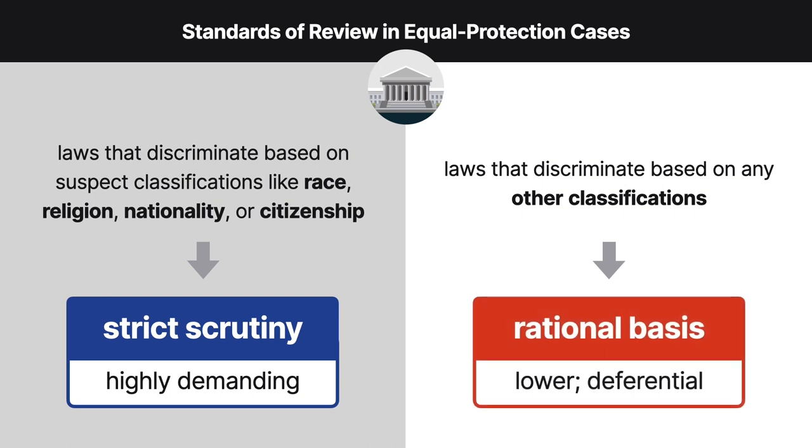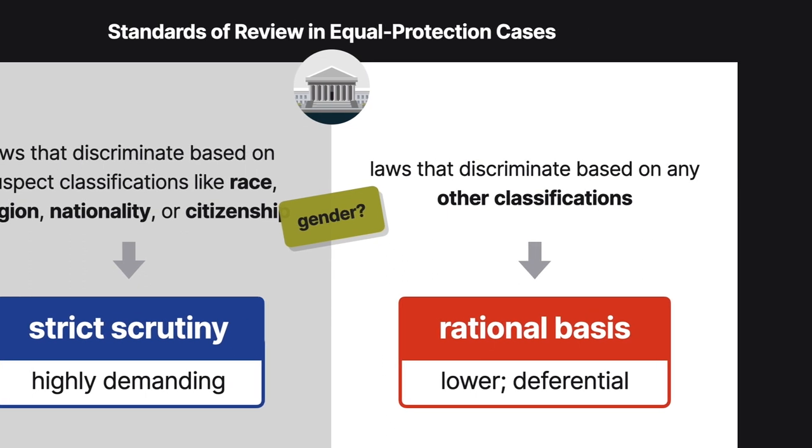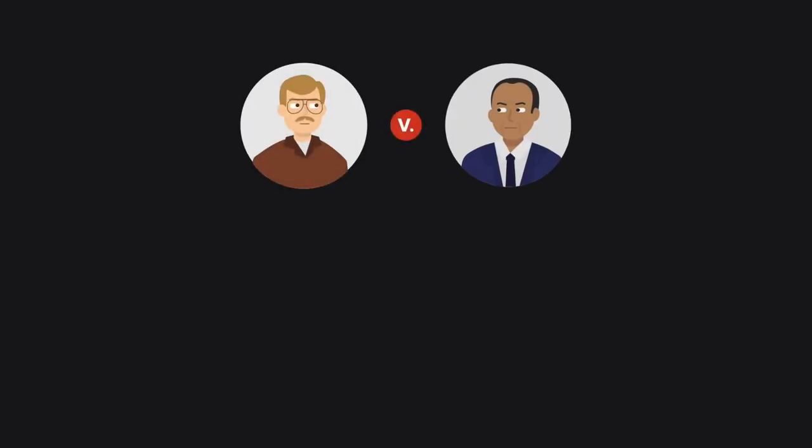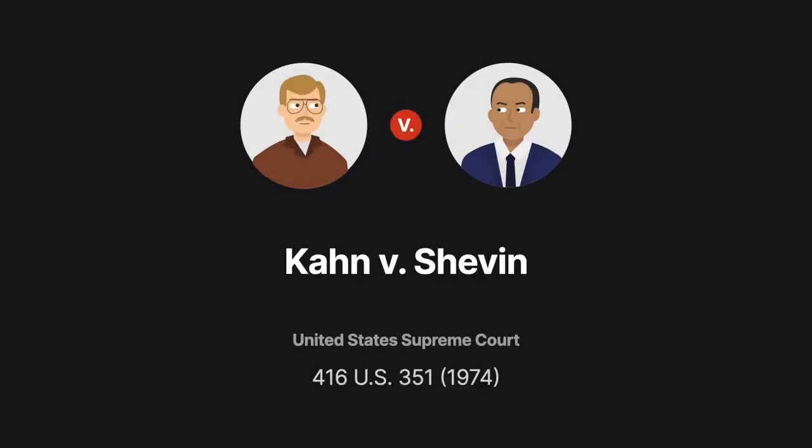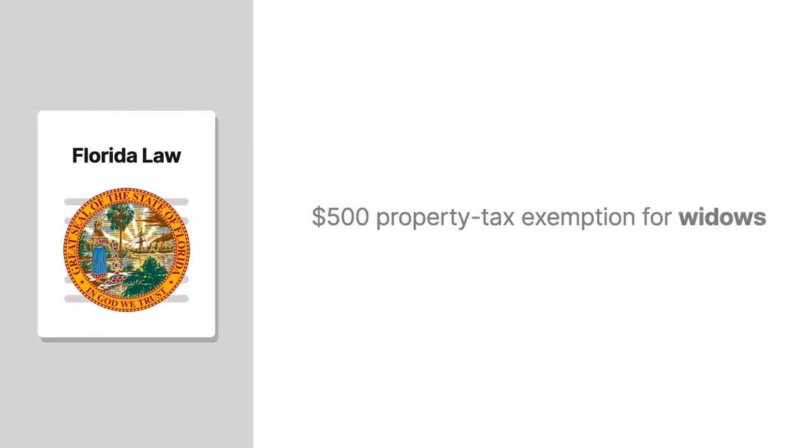During the women's rights movements in the 1970s, the Supreme Court grappled with how it should review gender-based classifications. The case of Kahn versus Shevin illustrates that struggle. A Florida law provided a $500 property tax exemption for widows.